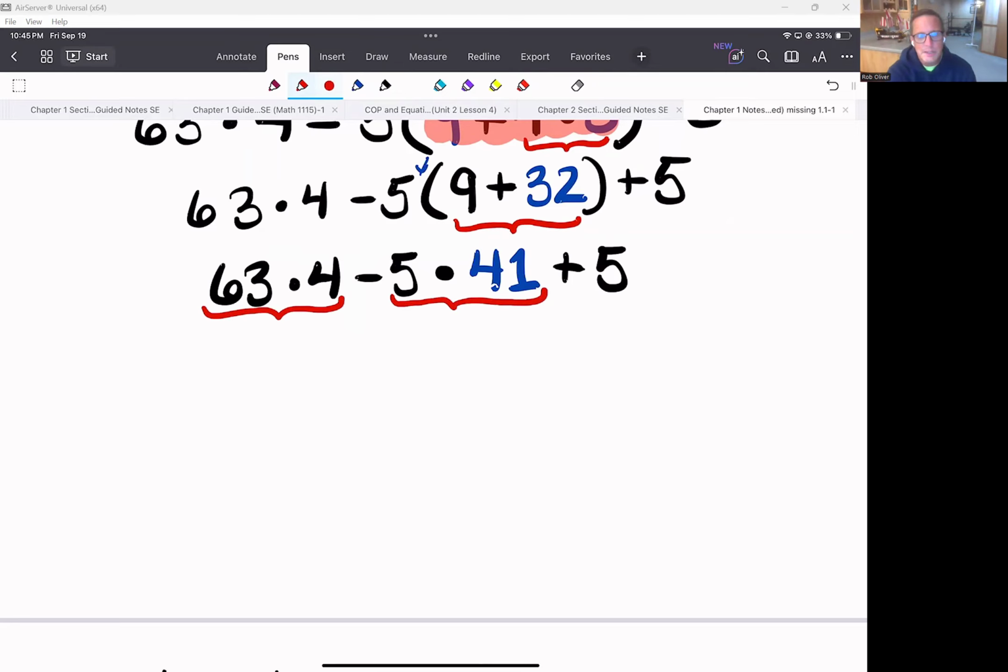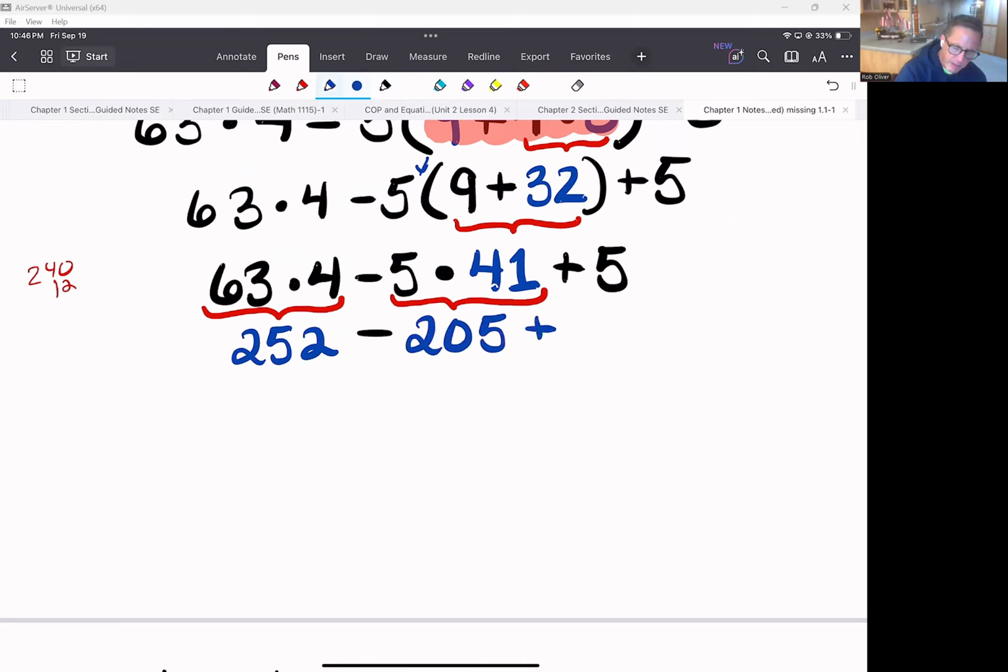So you've got 63 times 4, which is what? Well, 60 times 4 is 240, right? And 3 times 4 is 12, so that's 252. Just doing some mental math there. All right, minus, and then 5 times 41 is 205. 205 plus 5.